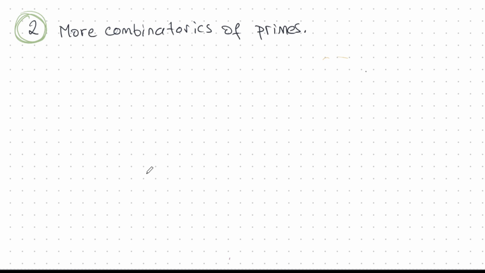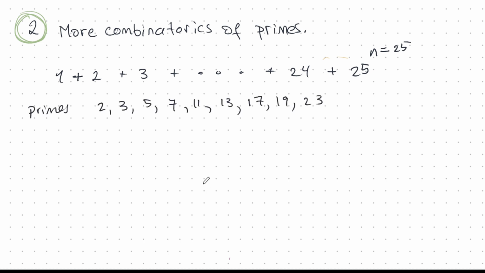So let's continue with combinatorics. Suppose I have this sum of numbers up to n is 25. And let's think about all the primes that are in here: 2, 3, 5, 7, 11, all the way up to 23. So this is P1 and this is PR. And all of these numbers are made of these primes.